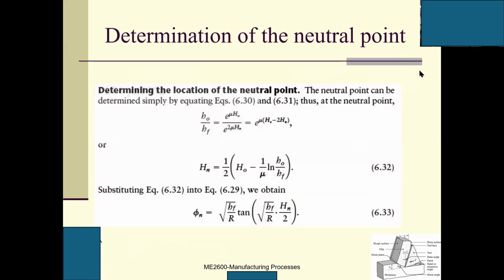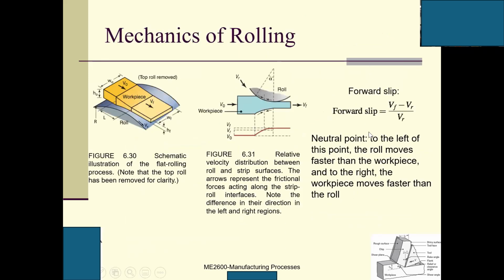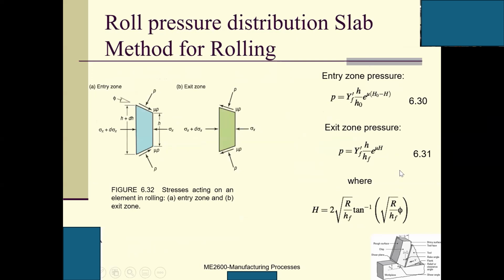So here is a determination of the neutral point. What is the neutral point? Here is the definition. For this rolling, to the left of this point, the roller moves faster than the workpiece, and to the right, the workpiece moves faster than the roll. Be very careful. Neutral point. Neutral axis. We know neutral axis, right?